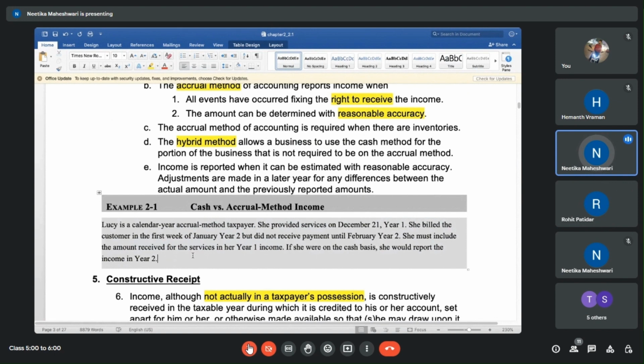Simple thing. If she's on the accrual basis, it doesn't matter when she's invoicing or when she's receiving. We have to go with when she provided the services, so it has to be considered year 1 income. But if she does her accounting on the cash basis, then she would report it whenever she receives it. It could be year 2, year 3, year 4, doesn't matter. This is what they're saying about when to include it as income.